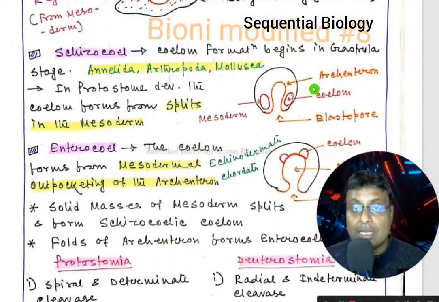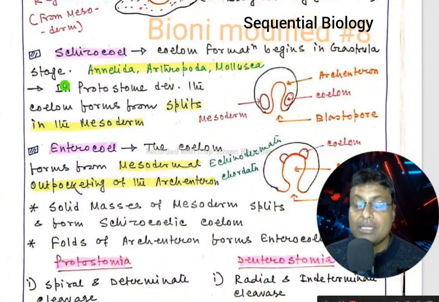Schizocoelous coelom formation begins in the gastrula stage. The gastrula stage is a developmental stage in which the cells of the blastula undergo morphogenetic movement, and this causes the development of three important germ layers: the ectoderm, endoderm, and mesoderm. During the gastrula stage, coelom formation begins, that is, the cavity in between the body wall and the gut wall begins to form.